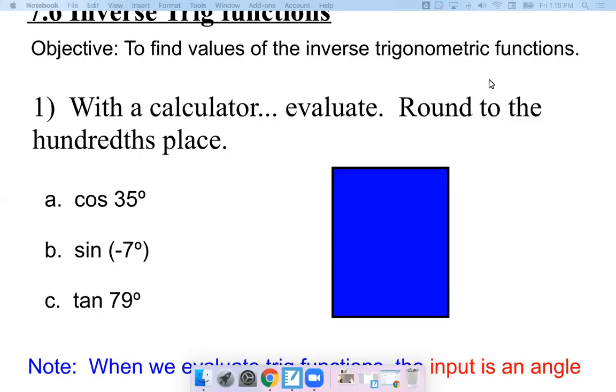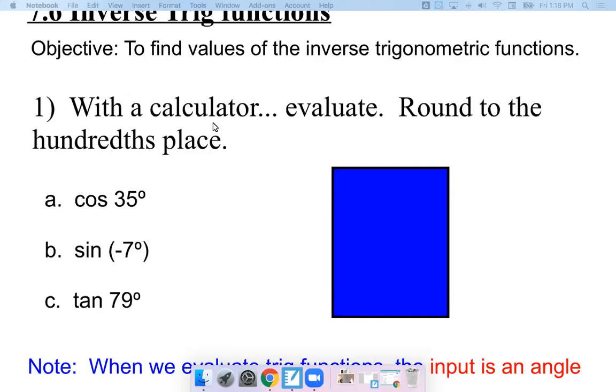We're going to start section 7.6 today, which is inverse trig functions. We've got to be careful here. You worked with them in geometry. You probably forget, but they're a little more critical once we get into this part of the trig course.